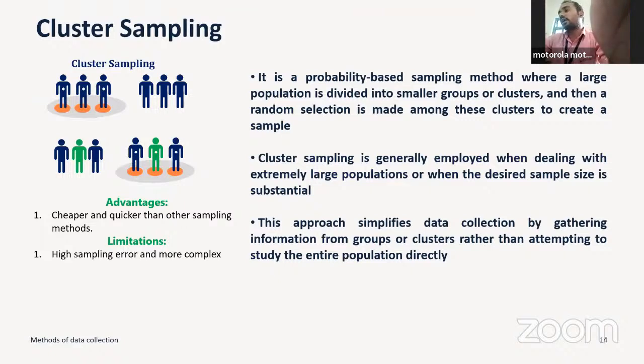But again, there is high sampling error and it is more complex, because we should keep the representativeness of the sample. If it is not there, then there is sampling error and the collected sample may be biased. Next, please.